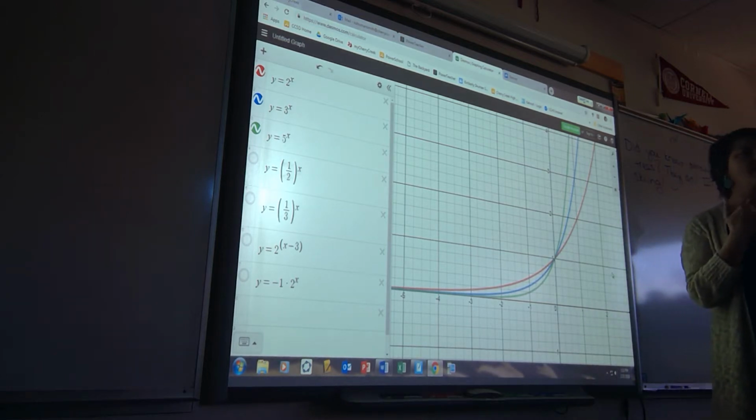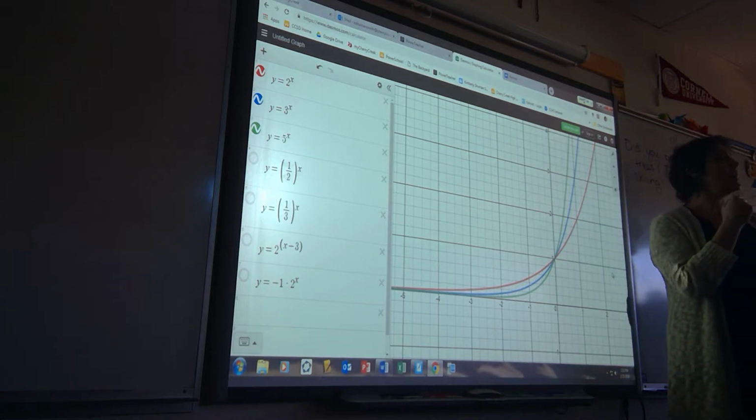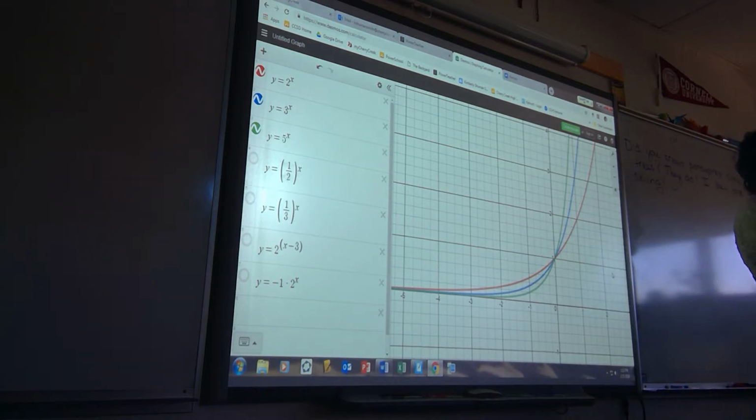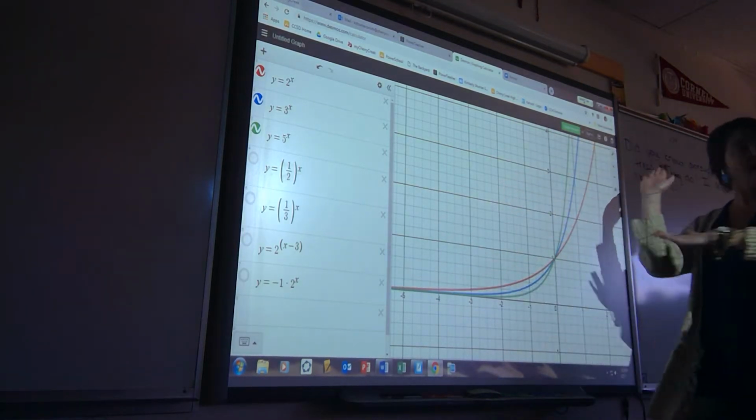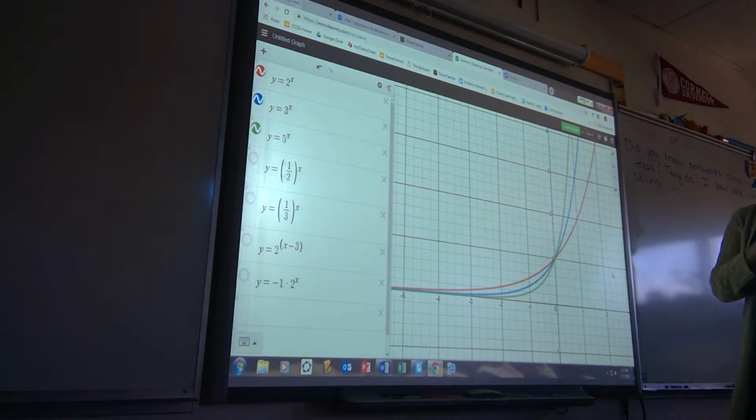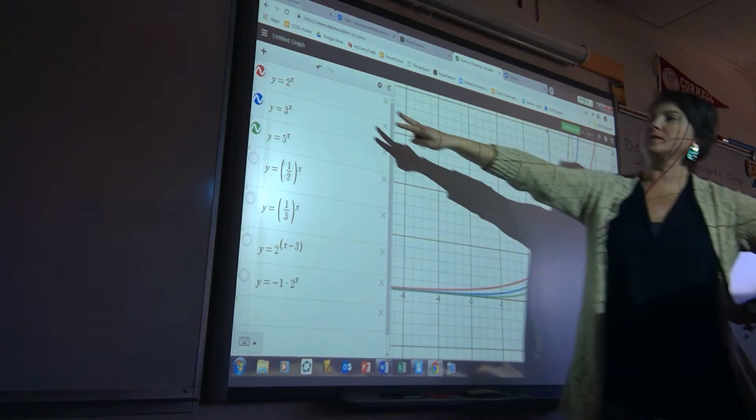Yeah. The general shape is common. Very good. They all, as you read them, because we read a graph from left to right, are all increasing. Are they all increasing at the same rate? No. So these are the 3 graphs right here.